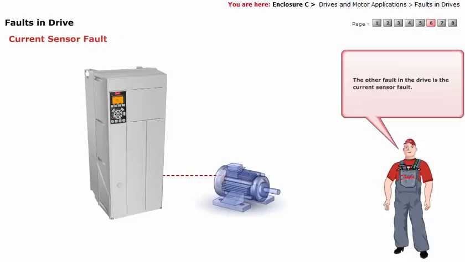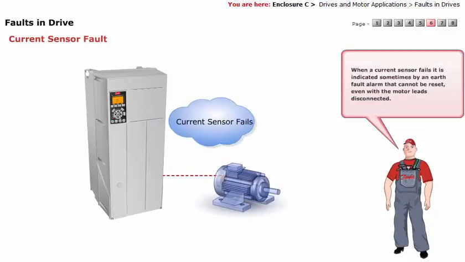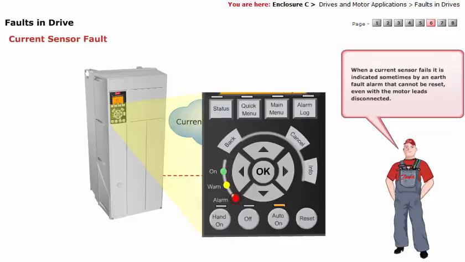The other fault in the drive is the current sensor fault. When a current sensor fails, it is indicated sometimes by an earth fault alarm that cannot be reset, even with the motor leads disconnected.